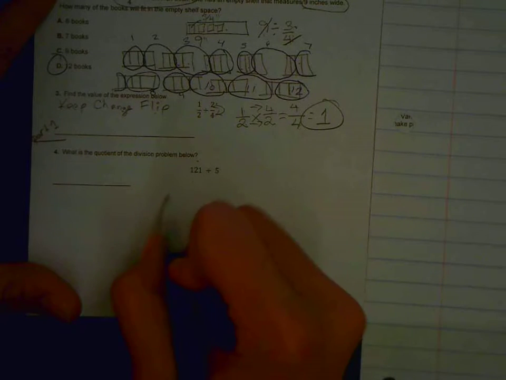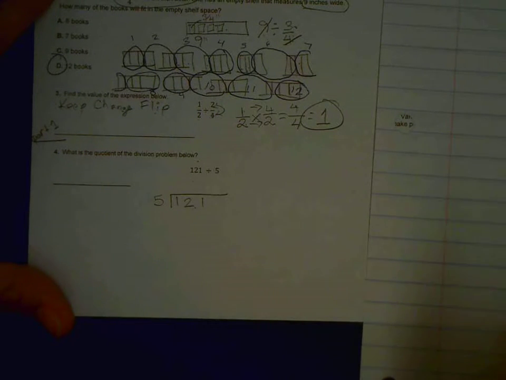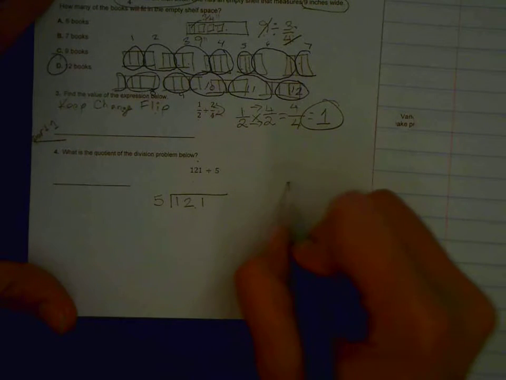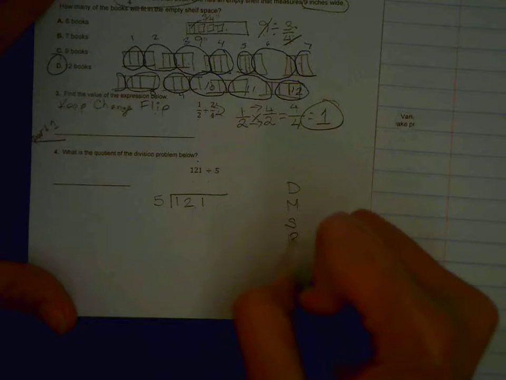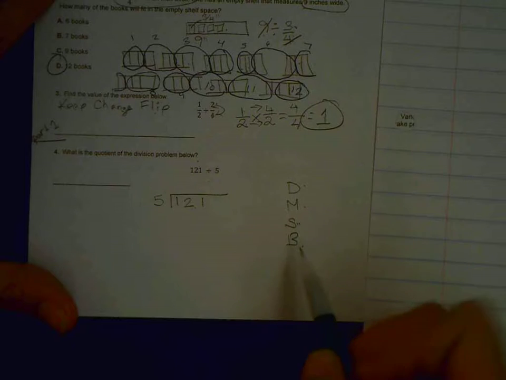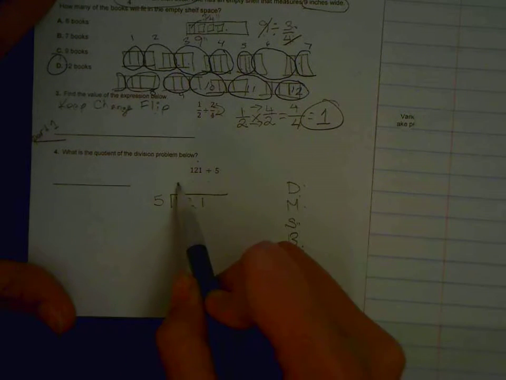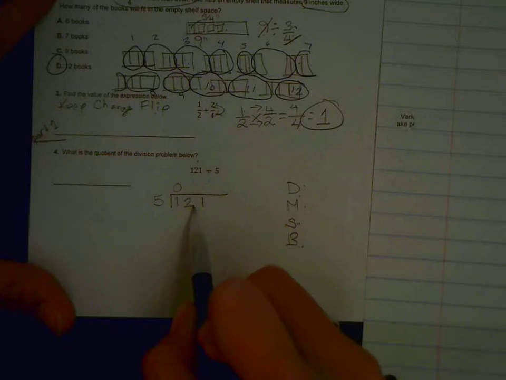So, we want to set up our house with the 5 on the outside and 121 on the inside, 5 being our divisor, 121 being our dividend. We're going to use our Does McDonald's Sell Burgers acronym: divide, multiply, subtract, bring down. First we want to divide. How many times does 5 go into 1? It doesn't. I put a 0 and I move over to the next place value.